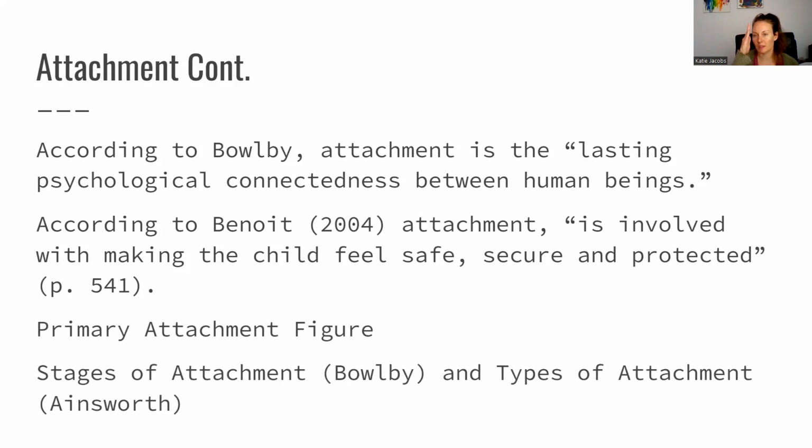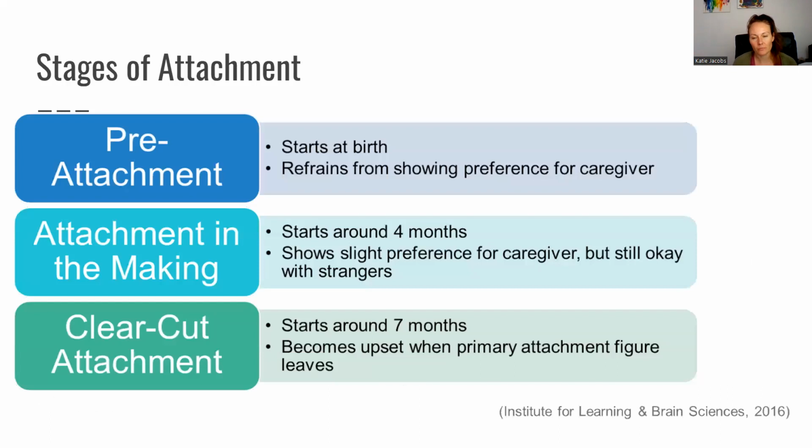Again, stages of attachment is the stages of how attachment develops, while types of attachment are the different brands or styles of attachment that someone has with another human. So our stages of attachment: pre-attachment starts at birth. There's no preference for a caregiver quite yet. And then the attachment-in-the-making stage starts around 4 months. That's where we have a slight preference for a caregiver, but still okay with strangers. And then we have clear-cut attachment, which starts around 7 months. And this is when they become upset when a primary attachment figure leaves.